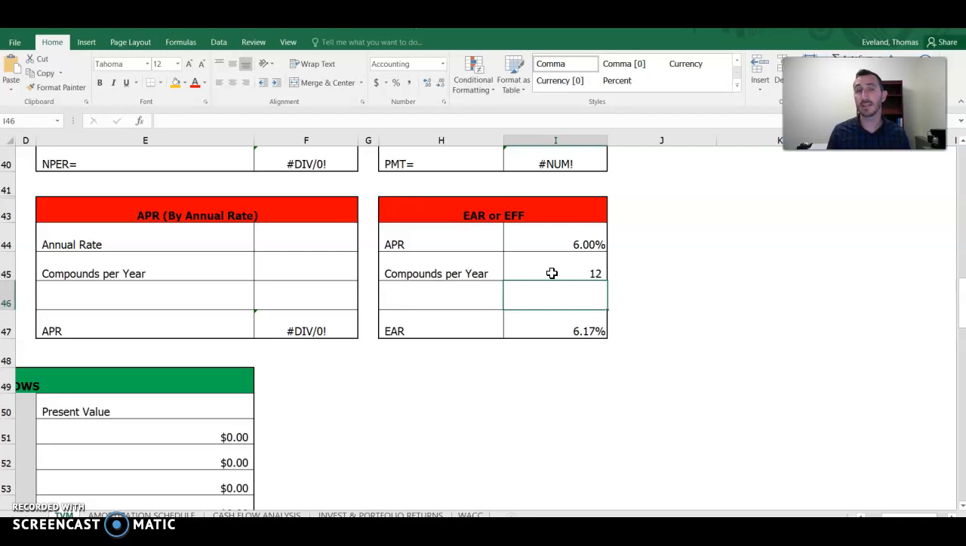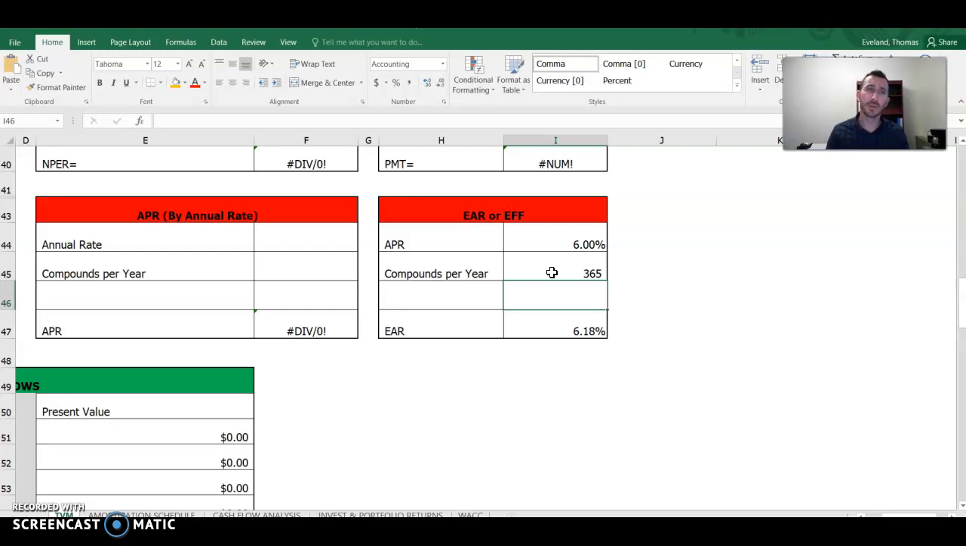So at a monthly compounding period, we're now paying 6.17%. If this may be an instrument that compounds daily, now we're at 6.18%. And I know, 18 basis points doesn't sound like too much, but it actually is. When you look at the increase on your base rate of 6%, it's a pretty significant jump.